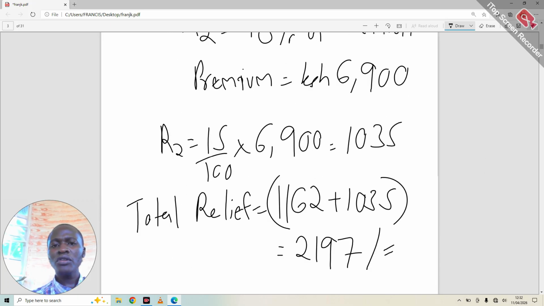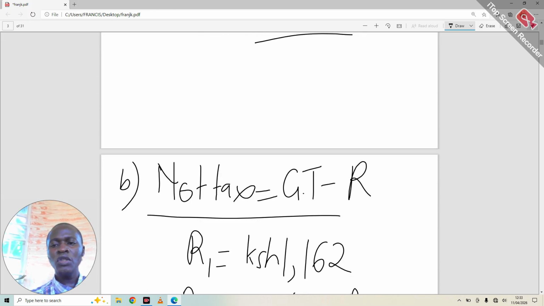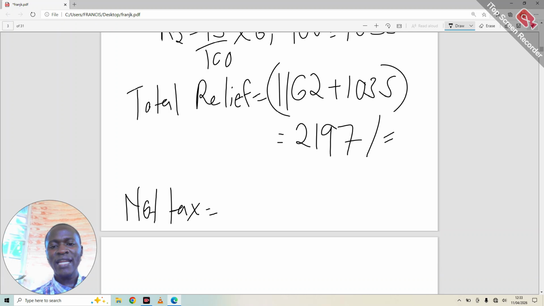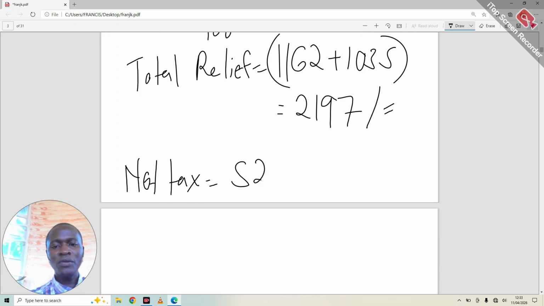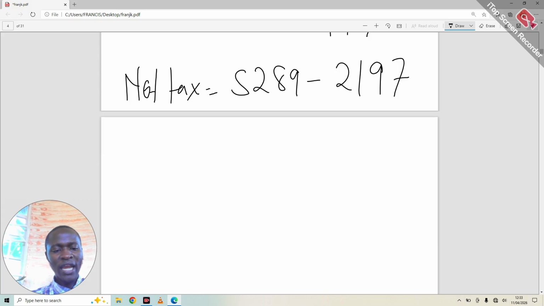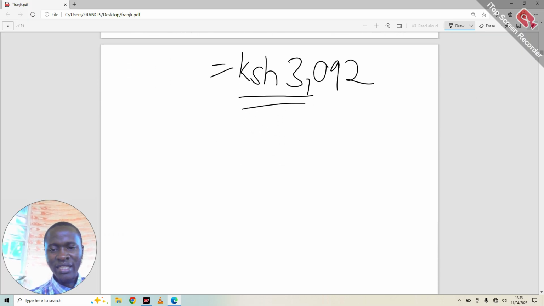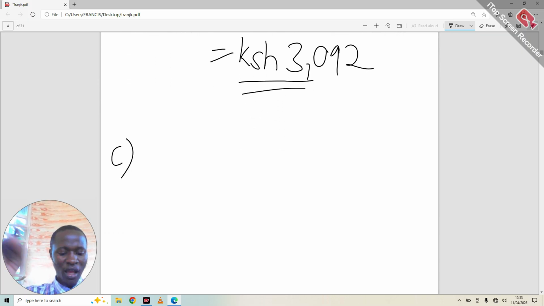So let's get the net tax. Remember our gross tax was 5289, minus the total relief, which is 2197. So subtract that, 5289 minus that answer, and we get our net tax to be 3092 Kenyan shillings. Let's look at part C of the question.